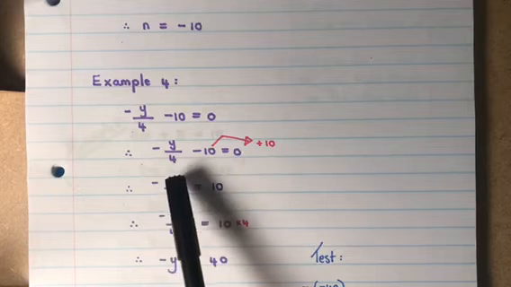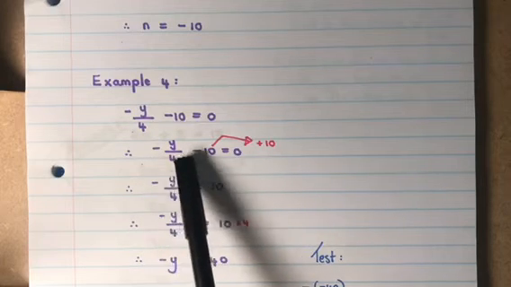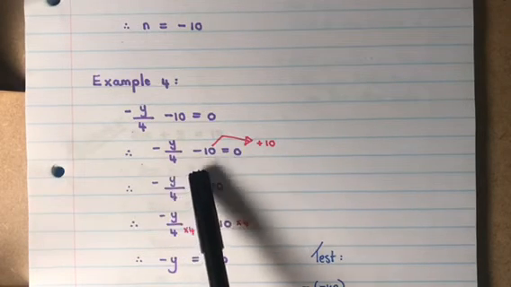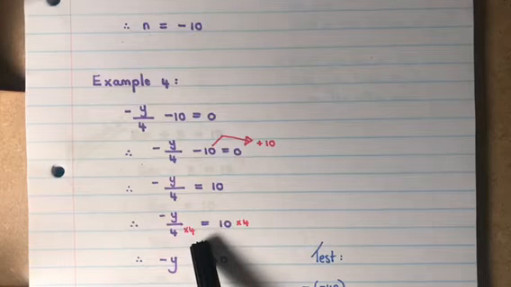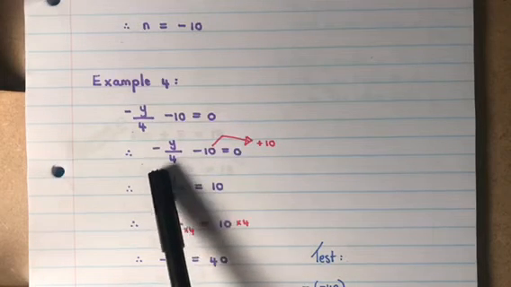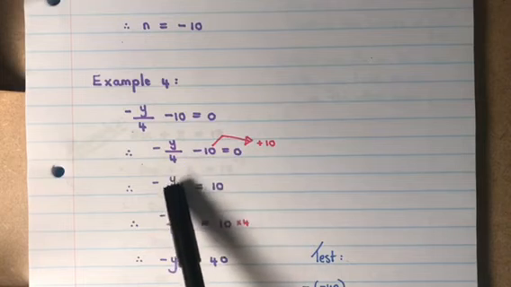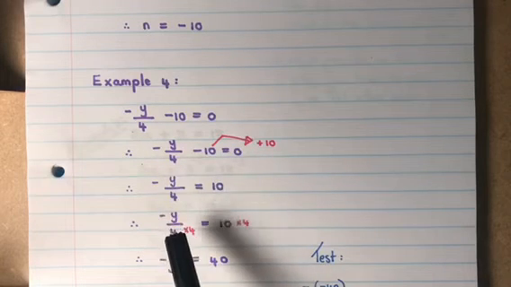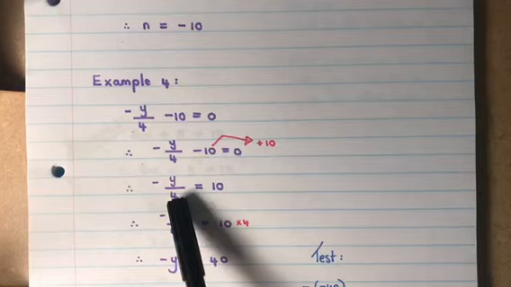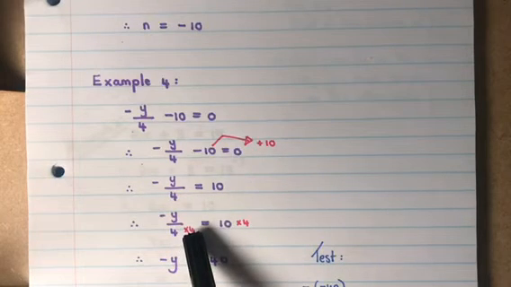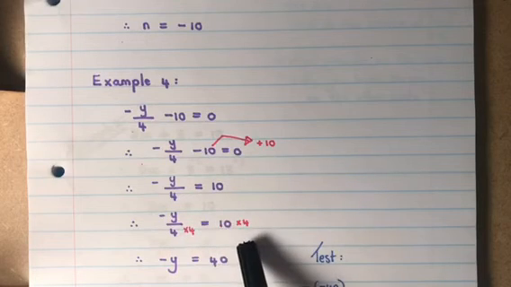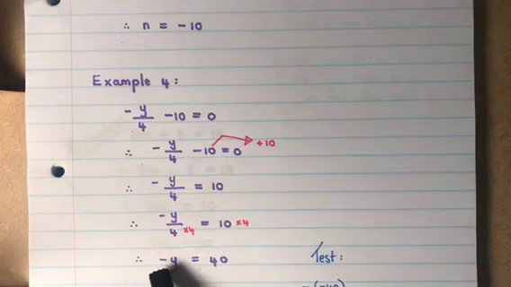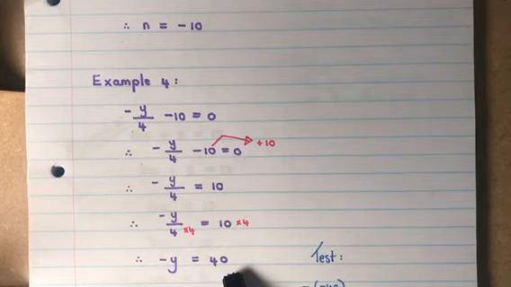So now you're going to ask yourself, what is happening to the y? Even though it's a negative y, what is happening to that y? It's being divided by 4. What is the inverse of divided by 4? Times by 4. So you always ask yourself, what is happening to that unknown? What is happening to that variable? It's being divided by 4. What is the inverse of divided by 4? Times by 4. So that will cancel out, and what you do on the one side, you have to do on the other side. So you're left with negative y is equal to 10 times 4 is 40.